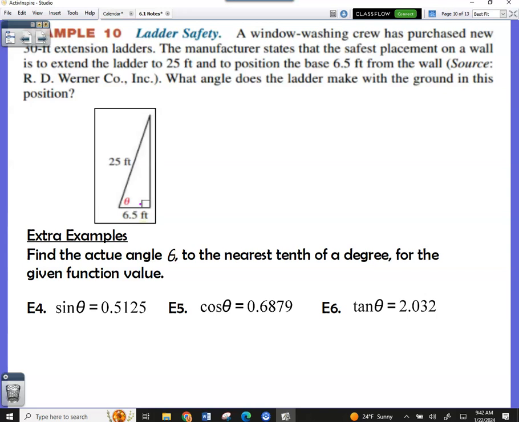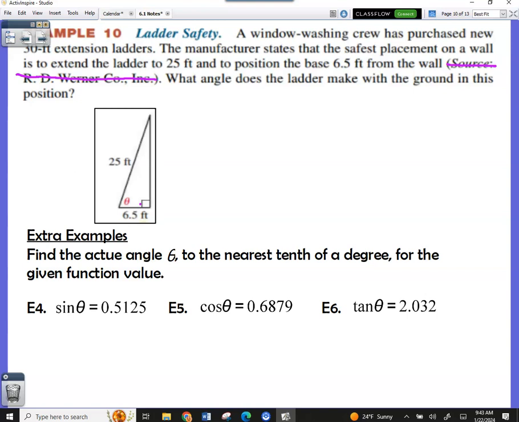A window washing crew has purchased a new 30-foot extension ladder. The manufacturer states that the safest placement on a wall is to extend the ladder to 25 feet and to position the base 6.5 feet from the wall. We don't care what our source is on ladder validity. What angle does the ladder make with the ground in this position?